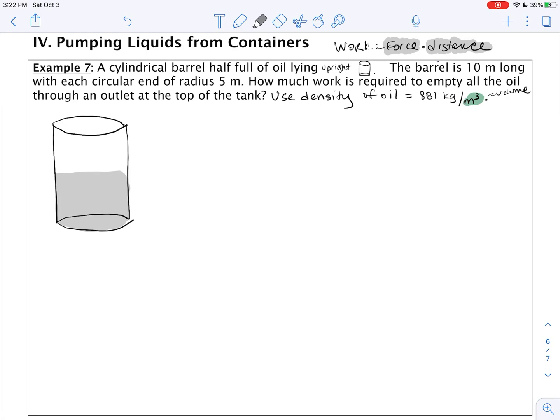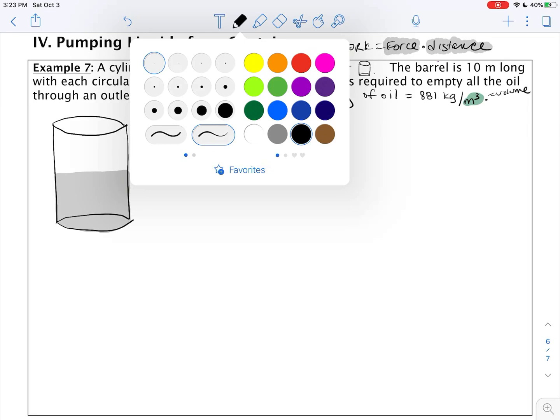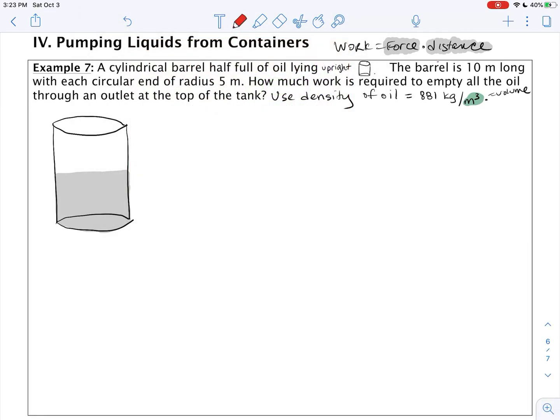And the reason why we need to use calculus here is that we're going to divide our oil into slices, but what's varying is that with each slice, because the cylinder is uniform, each slice is going to have a uniform or constant force, but the distance that each slice has to travel is going to be variable. And when we have variable distance, we need to use calculus or any of the variations with our force times distance.